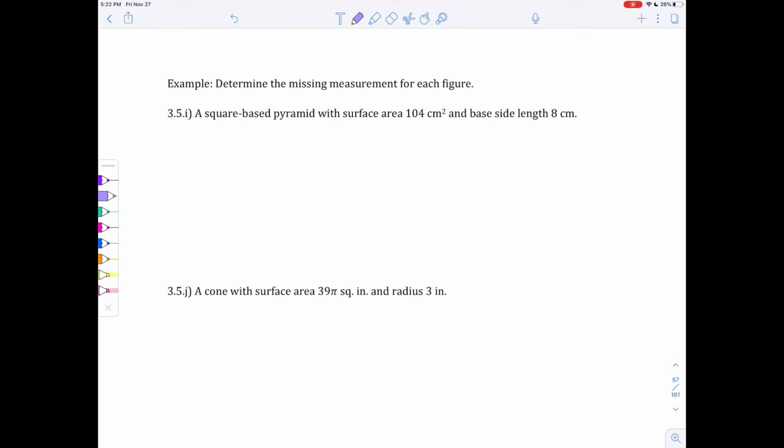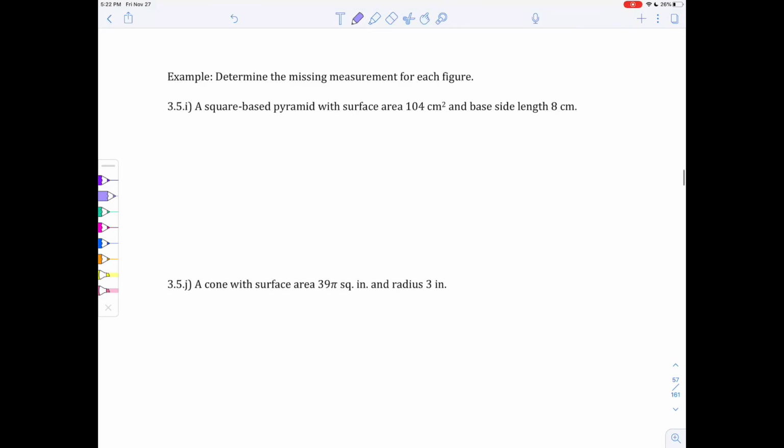Okay, we are going to determine the missing measurement for a few figures. So we took some where we had the measurements, we knew lengths and widths or heights or radii, and then we found surface area from those. Now we are given surface area and maybe some other dimension, and we are tasked with finding out what's missing. And we can still use a very formulaic approach for these.